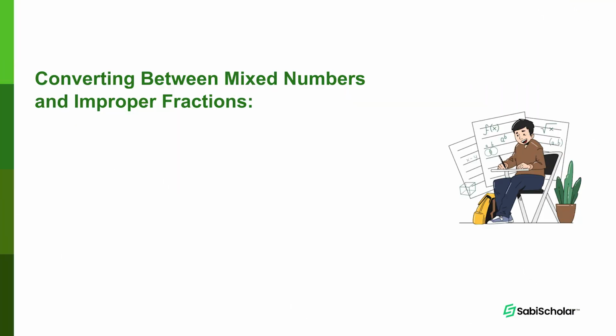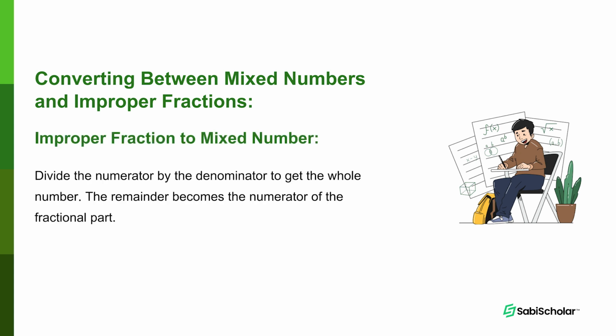Now, converting between mixed and improper fractions. We can convert an improper fraction to a mixed fraction, and we can also convert a mixed fraction to an improper fraction. First, let's look at converting an improper fraction to a mixed fraction. You need to divide the numerator by the denominator. Know that in an improper fraction, the numerator is greater than the denominator. The number on the top is bigger than the one at the bottom. So you divide the numerator by the denominator to get the whole number. Then the remainder becomes the numerator of the fractional part.